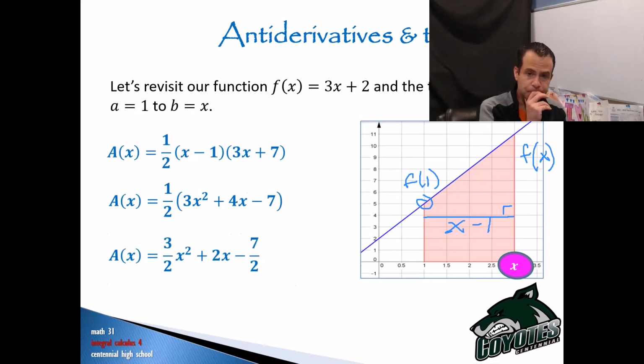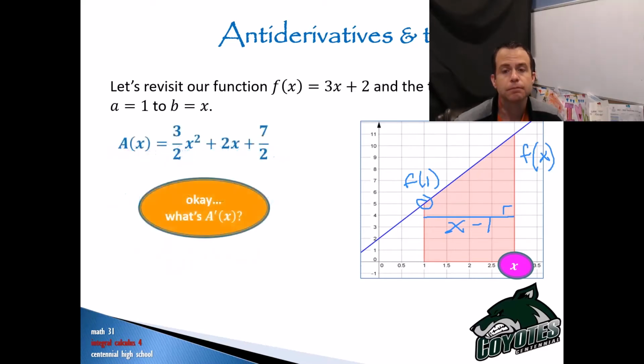Now, that represents the area from 1 to x. This formula creates the area. But remember, because I had x here, I can stop whenever I want. So this is a general formula for the area under the curve, starting at 1 and heading to whenever I want to stop. Okay. So the area is 3 over 2 x squared plus 2x minus 7 over 2.